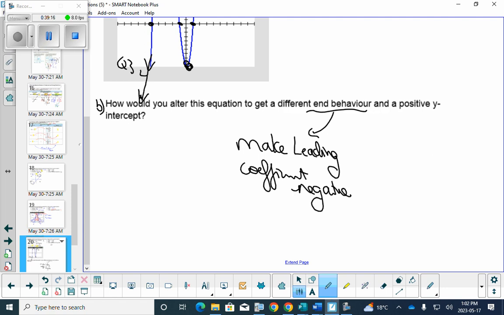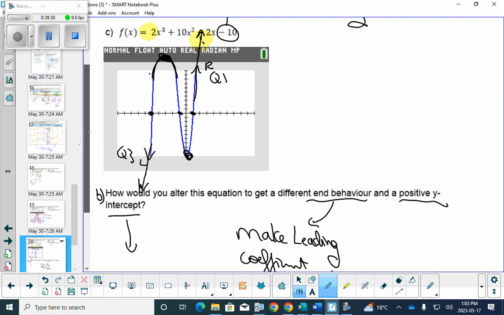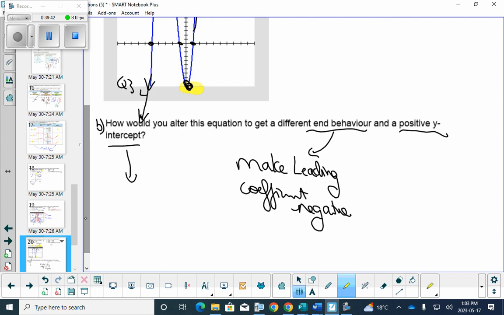How about getting a positive y-intercept? What would you have to change in that one? What does the y-intercept match in the equation? The y-intercept matches the constant term, right? So right now my y-intercept is -10. If I want a positive y-intercept, what would I do? You'd make the constant term positive.